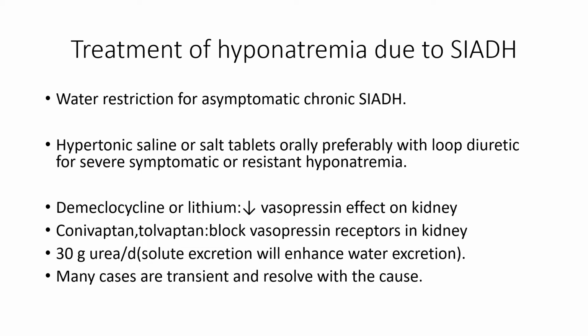The treatment of hyponatremia due to SIADH: water restriction for asymptomatic chronic SIADH, hypertonic saline or salt tablets orally, preferably with loop diuretics for severe symptomatic or resistant hyponatremia, demeclocycline or lithium if we tried, 30 gram urea per day to enhance water excretion. However, many cases are transient and resolve with the cause.